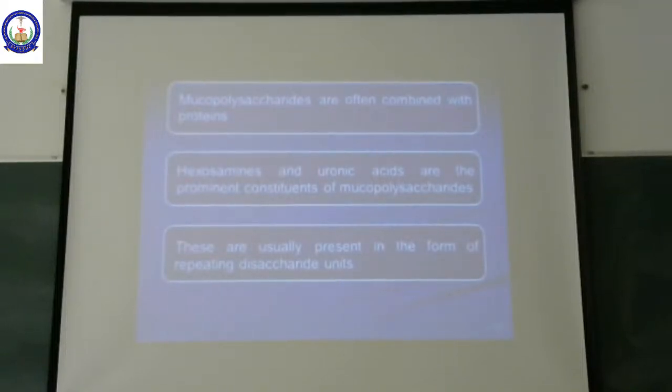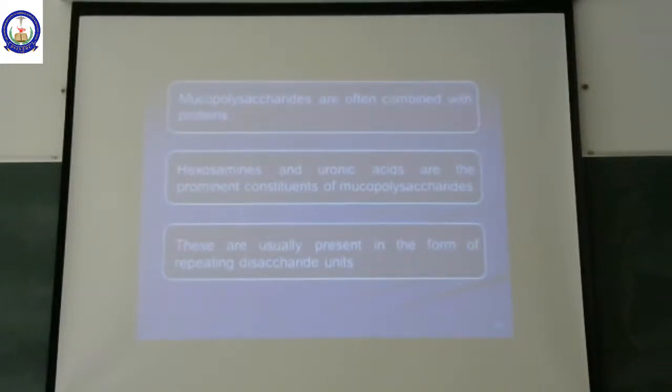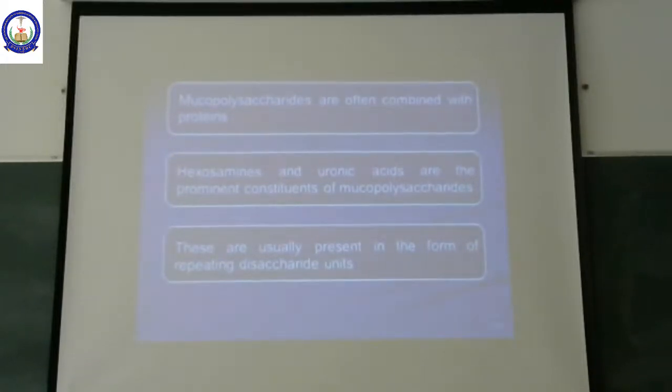So the glycopolysaccharides are combined with protein molecules. For example, hexosamines, where the carbohydrate molecule is combined with amino groups. These hexosamines and uronic acids are the prominent constituents of glycopolysaccharides, and they are usually present in the form of repeating disaccharide units.